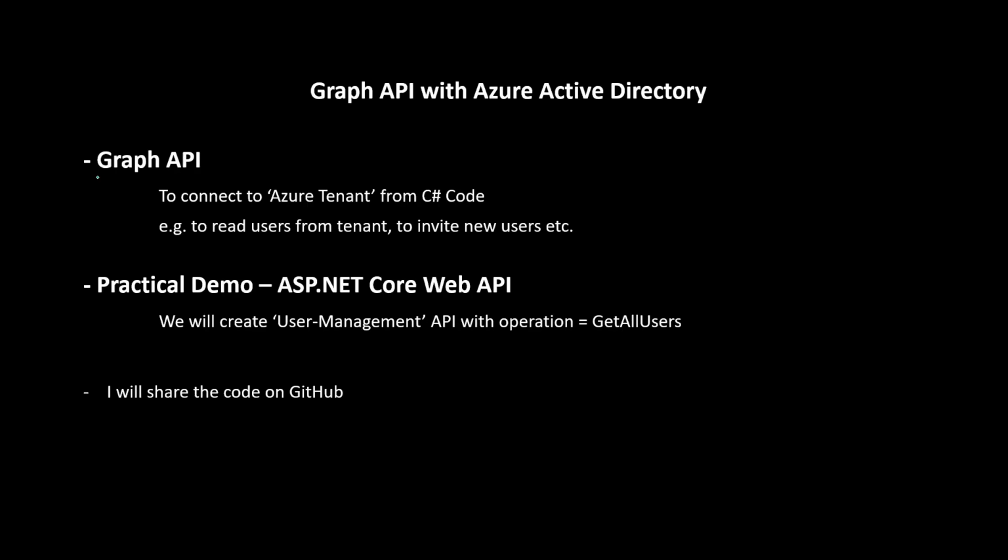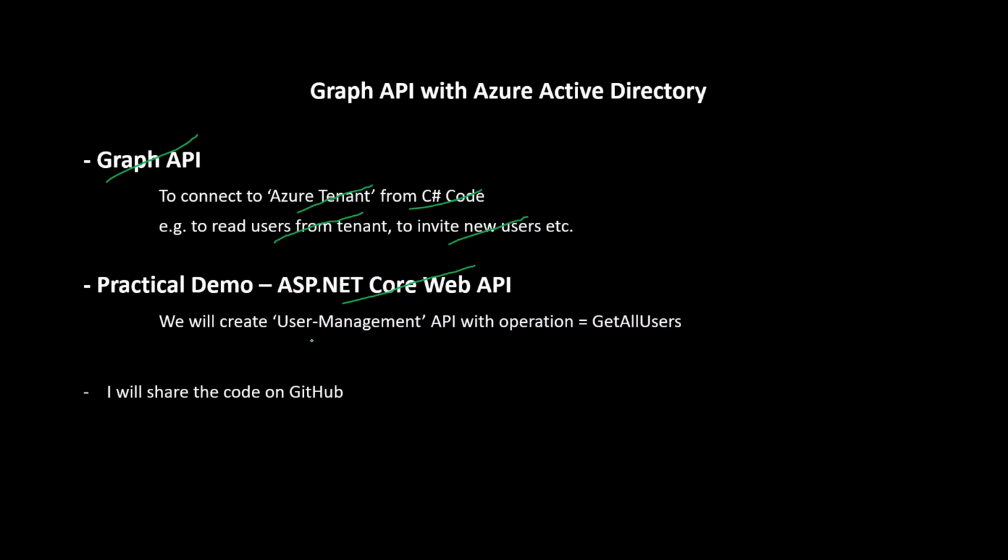Hey guys, now in this video let's actually work with Graph API. So again, using Graph API we can connect to Azure Tenant from our C# code. So for example, using Graph API we can read the users from tenant, we can invite new user in tenant from our C# code. Now in this video we will create ASP.NET Core Web API project in Visual Studio.